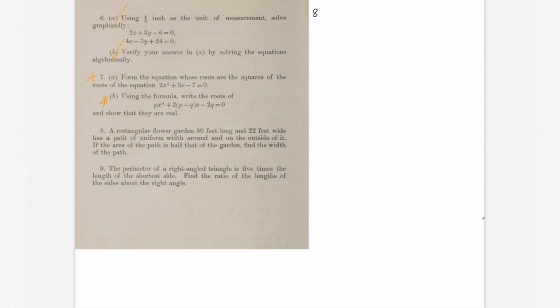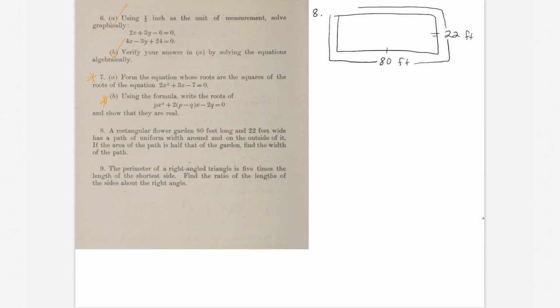Now, I really liked question 8 because I really like word problems. So this word problem told us that we have a rectangular garden that is 80 feet long and 22 feet wide. And we want to build a path of uniform width around the garden. All we know is that the area of the path is going to be half of the area of the garden, and we are asked to solve for the width of the path.